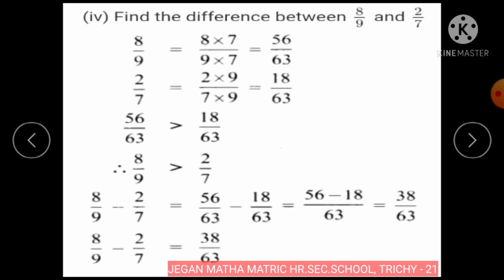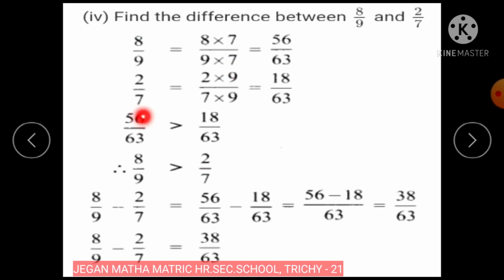Question number 4. Find the difference between 8/9 and 2/7. 8/9 becomes 56/63 by the multiplication of 7 by 7. 2/7 becomes 18/63 by the multiplication of 9 by 9.